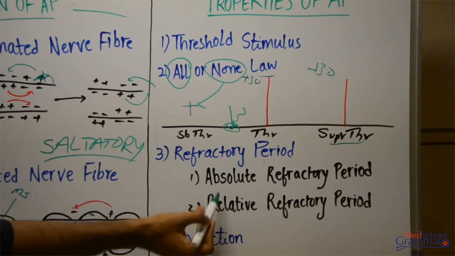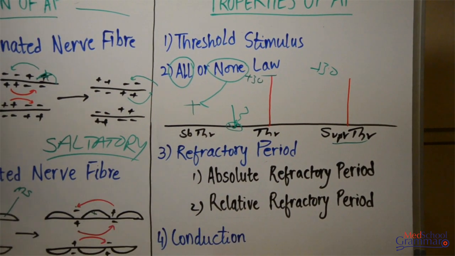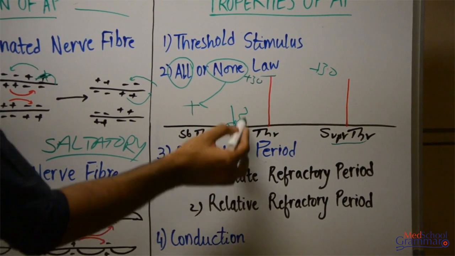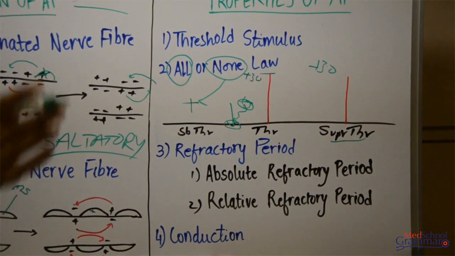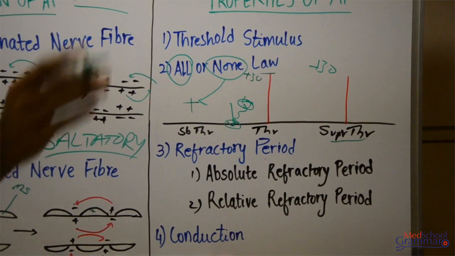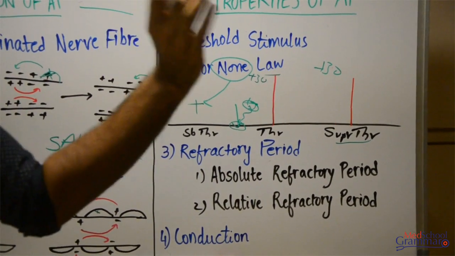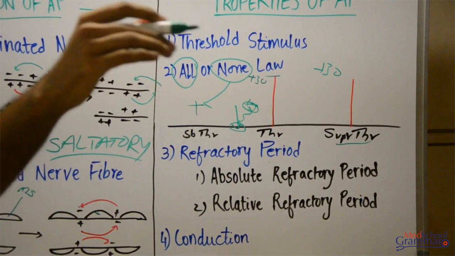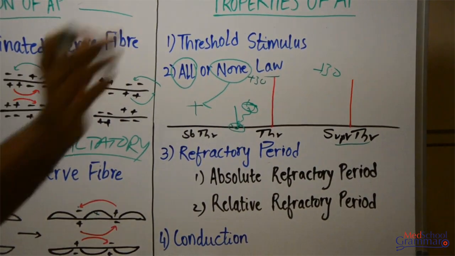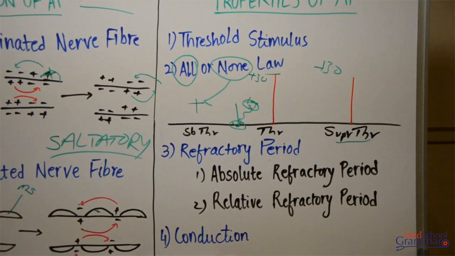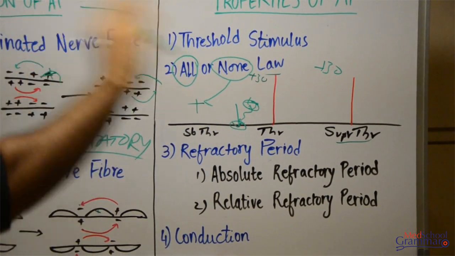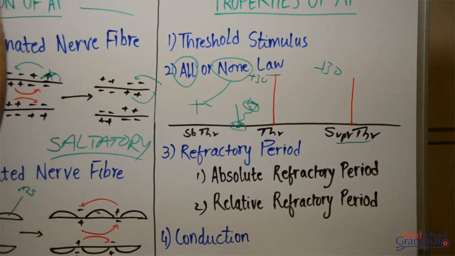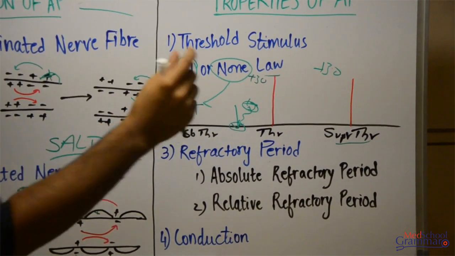Refractory periods are of two types: absolute refractory period and relative refractory period. Absolute means no matter the strength of stimulus, the nerve will not respond at all after one action potential. After one action potential, the nerve needs to rest a little, and then it can give you another action potential on stimulus. That rest period is the refractory period. Its initial part is the absolute refractory period. No matter how strong the stimulus, the nerve will not give an action potential.